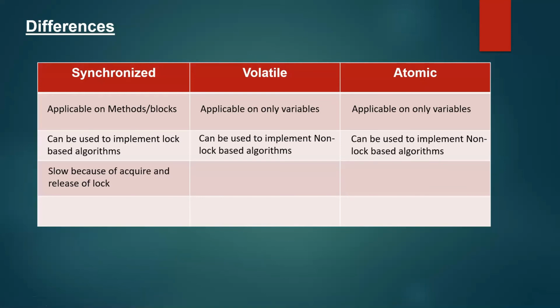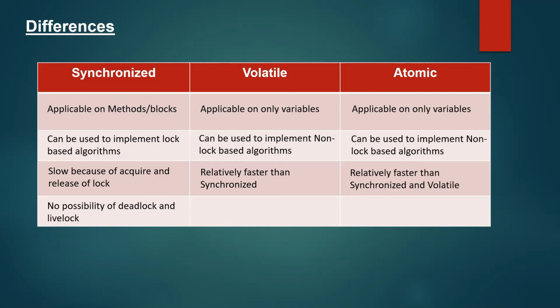Well, synchronized performance will definitely be slow because of obtaining and releasing of the locks. Using volatile, the performance will be relatively faster than using synchronized. And using atomic variables, it will be relatively faster compared to synchronized and volatile. And with synchronized, there is a possibility of deadlock and livelock, as synchronized uses the locking mechanism, right? And there is no possibility of deadlock and livelock using volatile and atomic. These are the main differences.